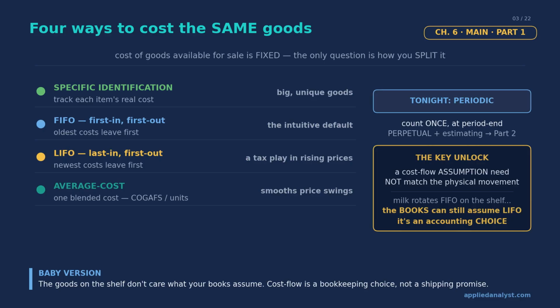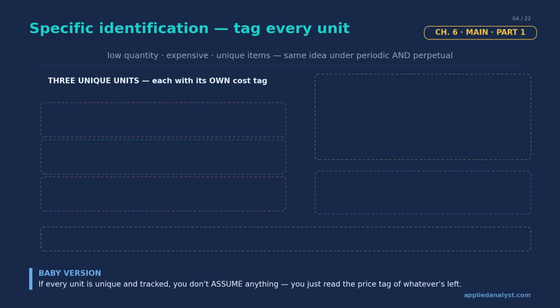So those are our 4 stories. Let's take them one at a time, starting with the most literal, specific identification. The honest kid in the class. Back in my teaching days, somebody tagged the wrong cereal every single semester, and the whole answer collapsed with it. The tag is the cost. That's the entire method. You tag every single unit with its own real cost and follow it.